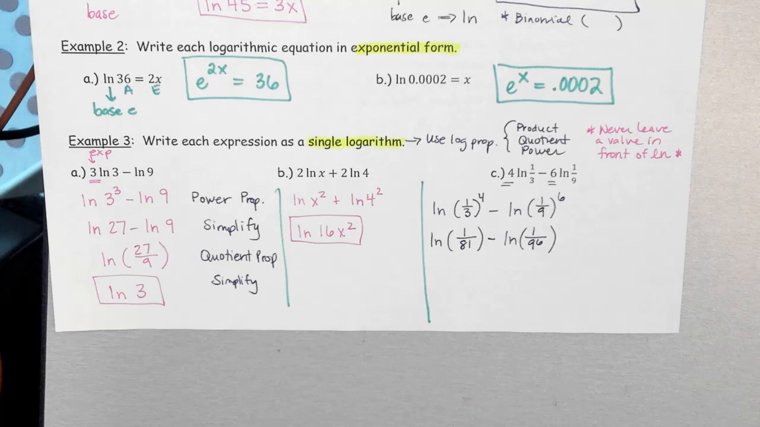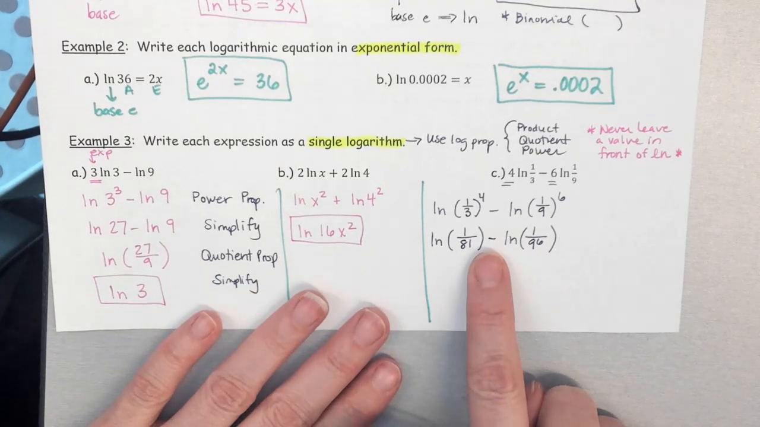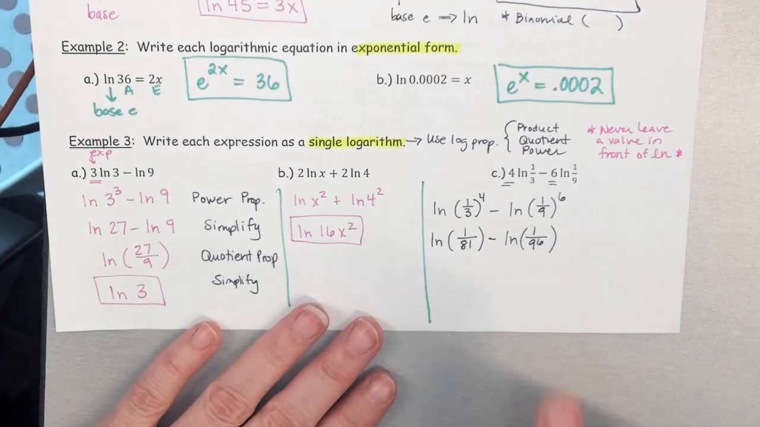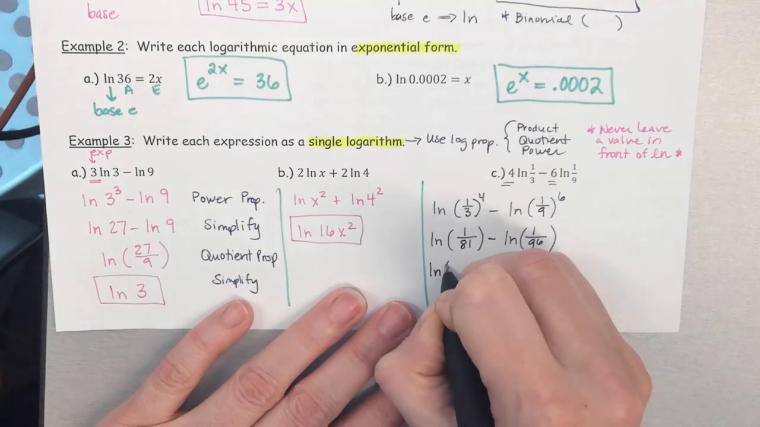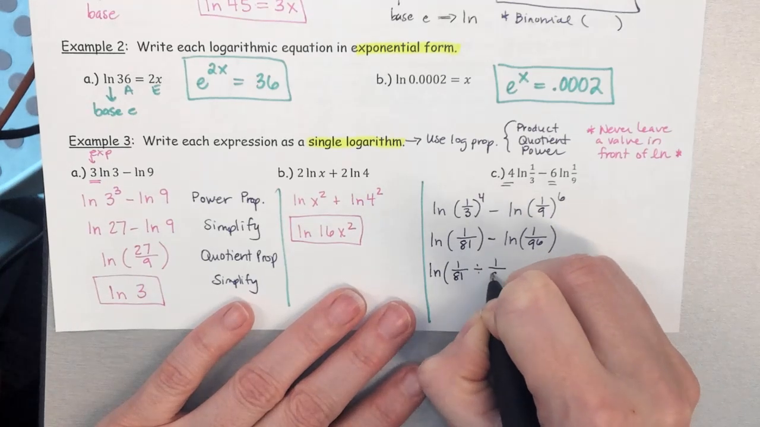So when you have division and you have 2 fractions, okay, the minus is going to be the quotient rule. You have the natural log of 1/81 divided by 1/9^6.